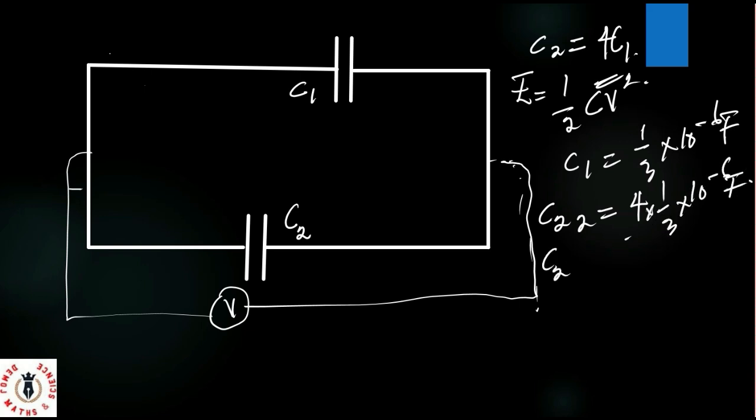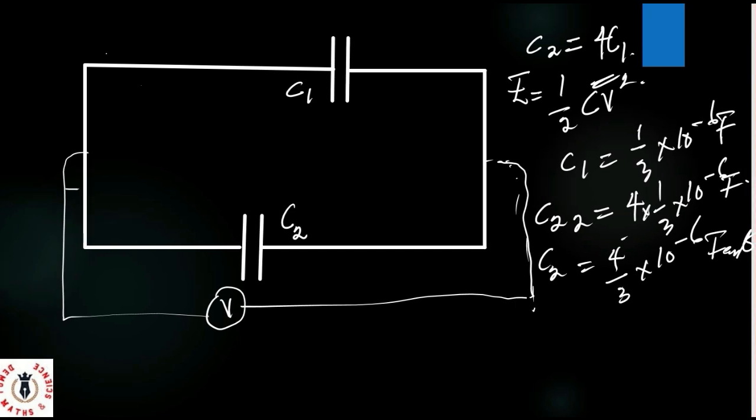So that C2 is the same thing as 4 over 3 times 10 raised to the power minus 6 farad. Now that's for C2. Now we've gotten the value of C1 and we've gotten the value of C2. Next is to calculate the voltage to determine the energy across them. To calculate the voltage, we must look for the combined capacitance CT.